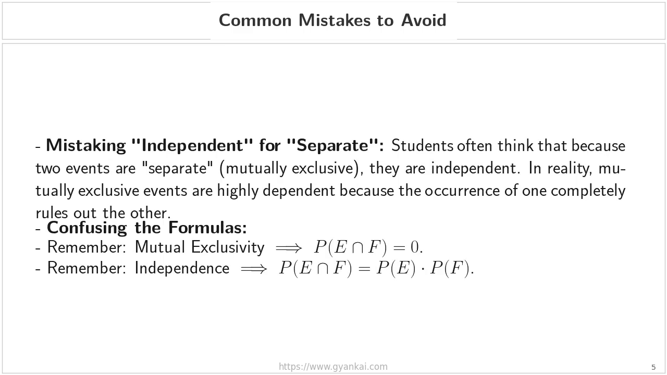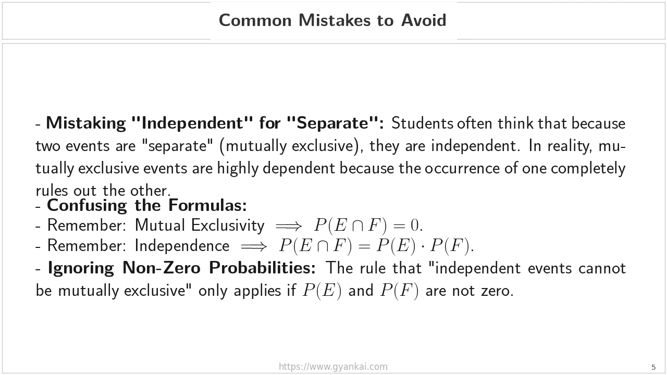Second, please be careful not to confuse your formulas. It is easy to mix these up when you are under pressure. Just keep this distinction clear in your mind. For mutual exclusivity, the probability of E intersection F equals zero. But for independence, the probability of E intersection F equals the probability of E multiplied by the probability of F. One is about the intersection being empty, while the other is about the intersection being a specific product of individual probabilities.